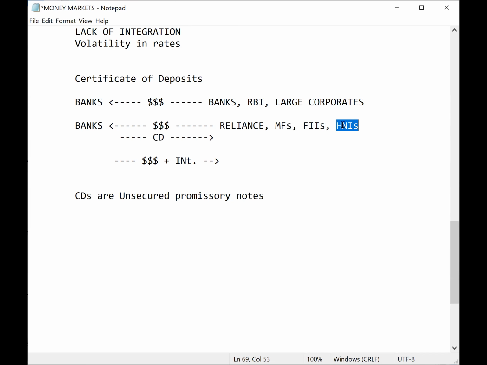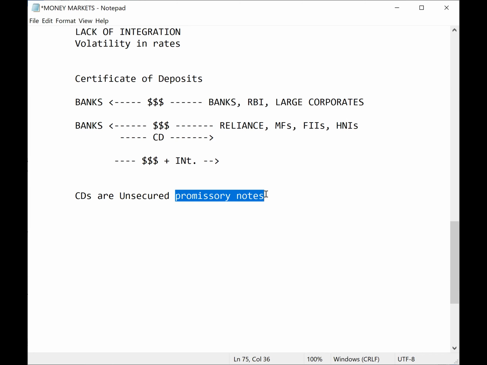See, HNIs have different needs, okay? It's not an instrument which is of particular interest to HNIs. They'll be more interested in equities or other products which are high returns, right? They would not go for something which is offering a low interest rate and is for 3 months or 6 months. Really, that is not their interest, okay? But anyways, these are promissory notes.